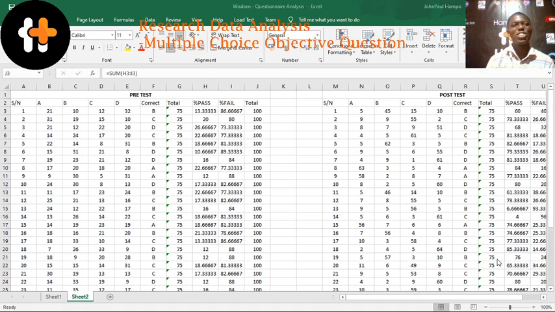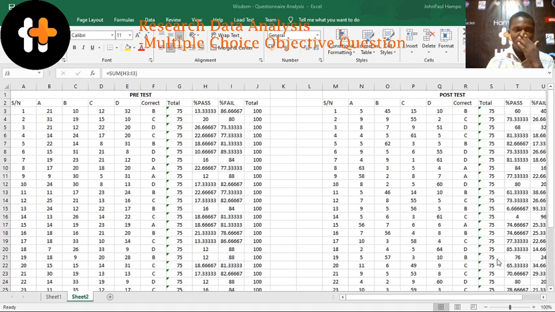I just discovered something of late and I decided to share it here. Can a multiple choice objective question be used for research? I just analyzed a multiple choice objective question some days back and it was used to conclude some hypotheses, to test our hypotheses, and to answer some research questions.